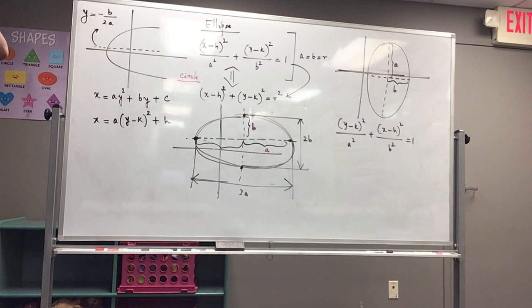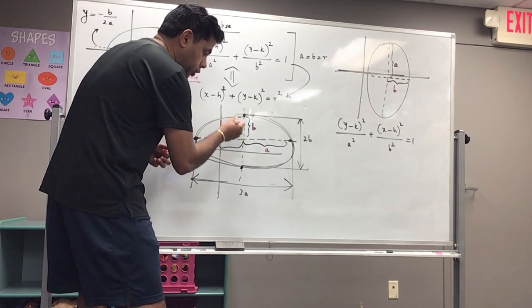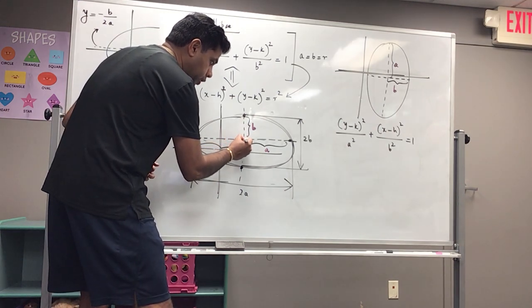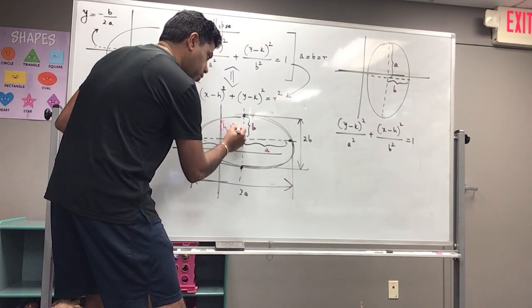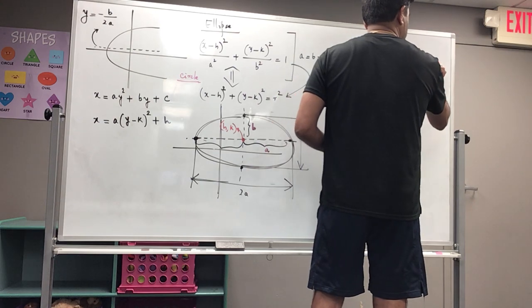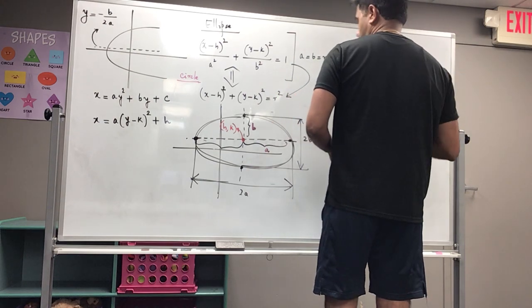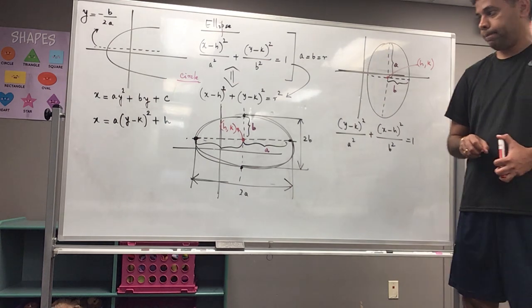Any questions so far? Next thing, where the major and minor axes meet, that's where your H and K are. So this is your HK, this is your HK. Make sense? Okay.